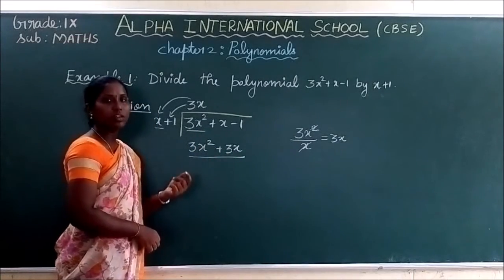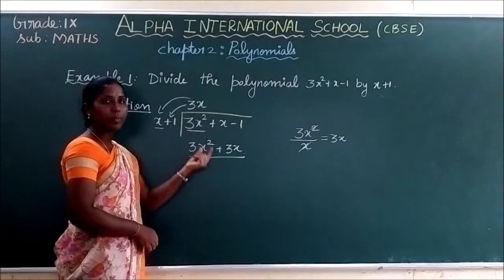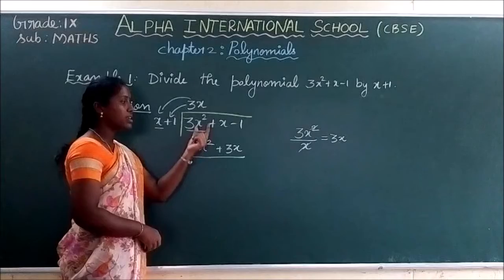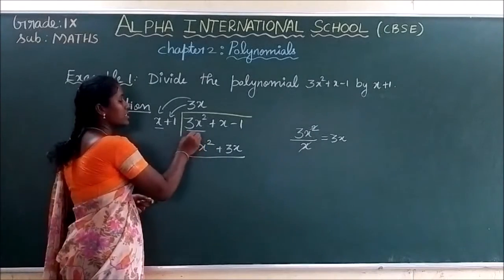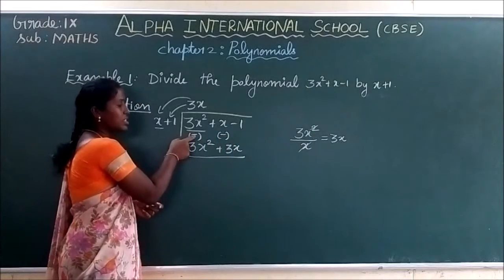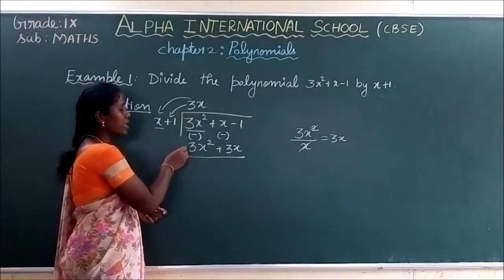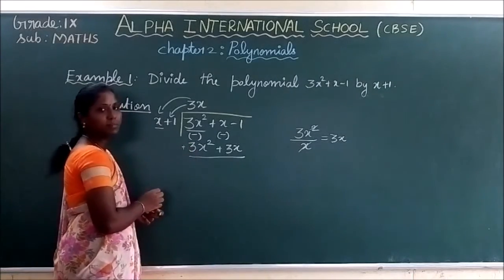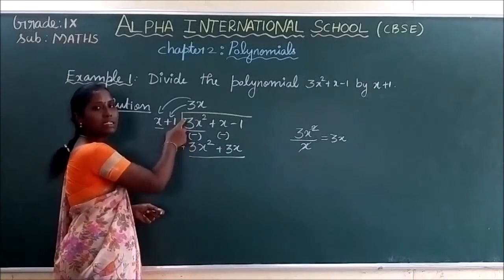In normal division, what do you do to find the remainder? We subtract and find the remainder. Likewise, here also we have to subtract the terms to get the remainder. If you are subtracting, the sign should be multiplied with each term. Here, if there is nothing else, you consider it as plus. So minus into plus is minus, so you have to subtract these two terms.